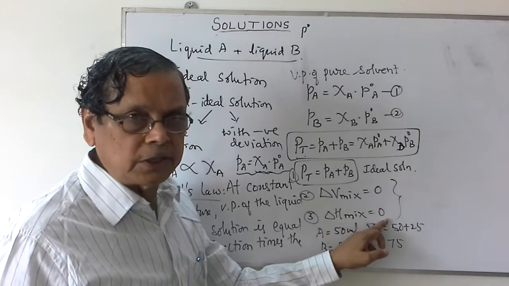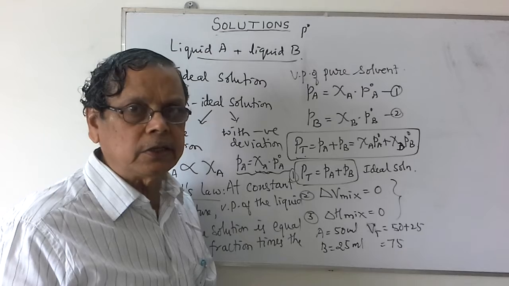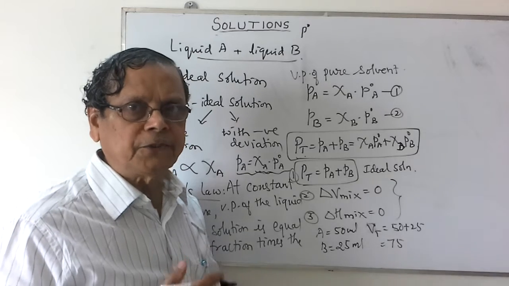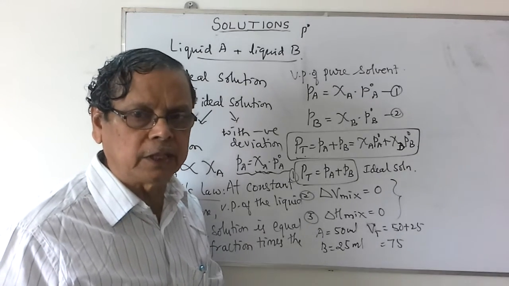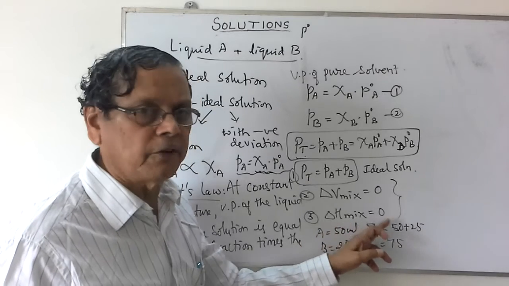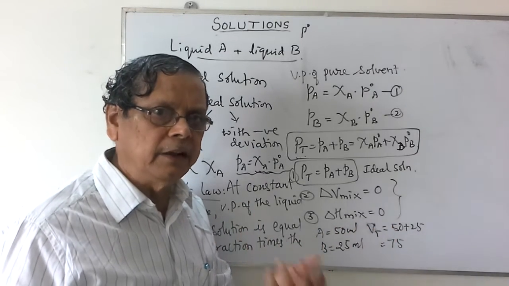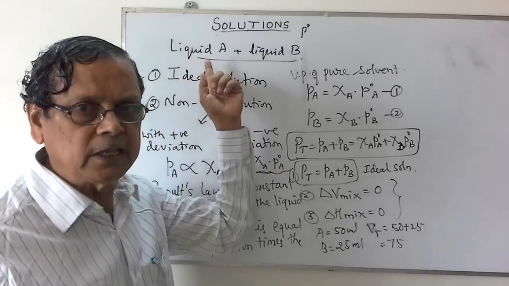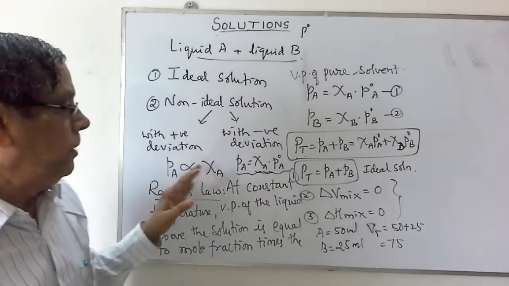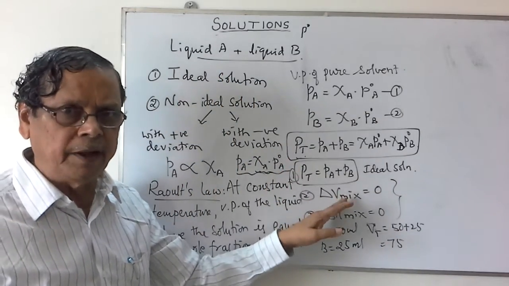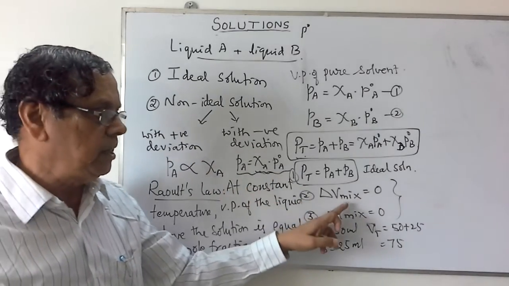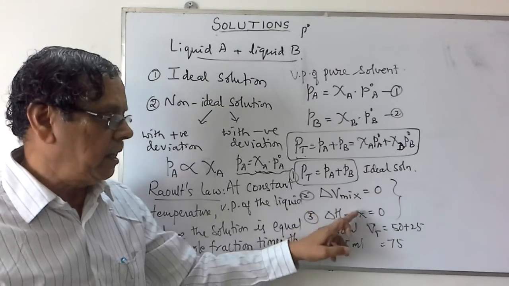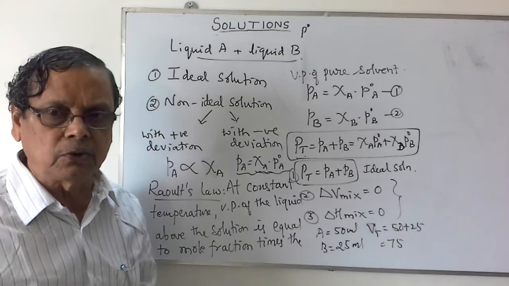Delta H of mixing is equal to 0 means, when we mix two liquids to form a solution, if there is no change in the enthalpy, the process of solution formation is neither exothermic nor endothermic. In that case, we say delta H of mixing is equal to 0. Heat is neither liberated nor absorbed. That kind of solution is called an ideal solution. That is, we say a solution is an ideal one only when there is no change in the volume. So P total is equal to PA plus PB. Then delta H of mixing is equal to 0, delta V of mixing is equal to 0.